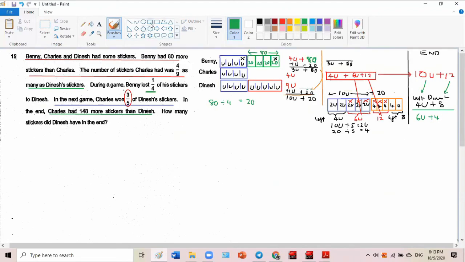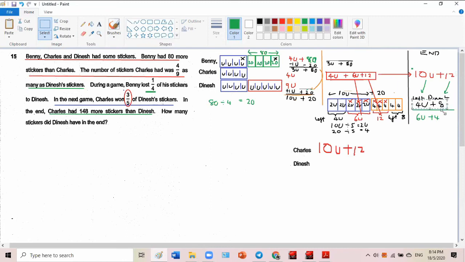Let me draw you a picture in case you don't understand. In the end, Charles has 10 units plus 12, and Dinesh has 4 units plus 8. Let me draw it out. Just be patient. I put it here: Charles has 10 units plus 12, and Dinesh has only 4 units plus 8.